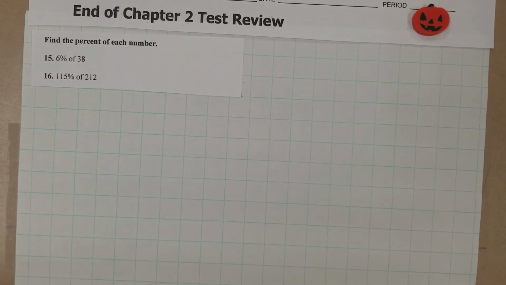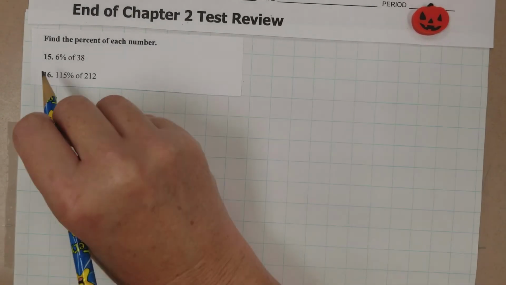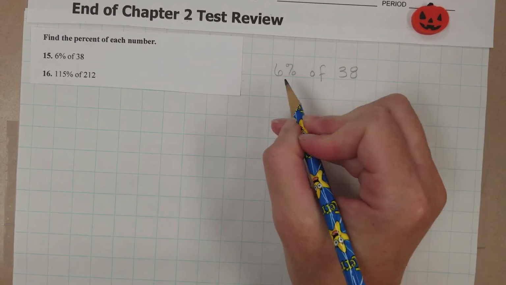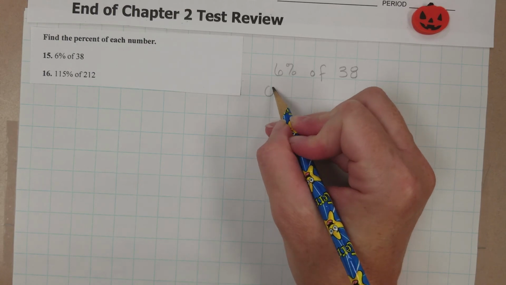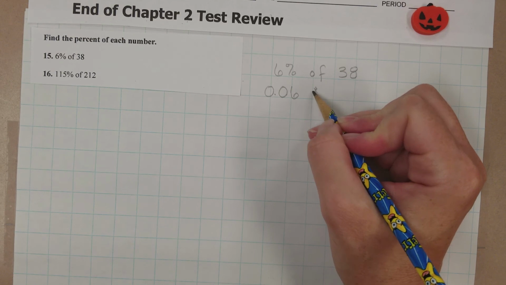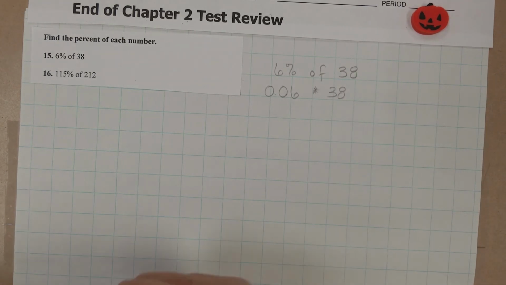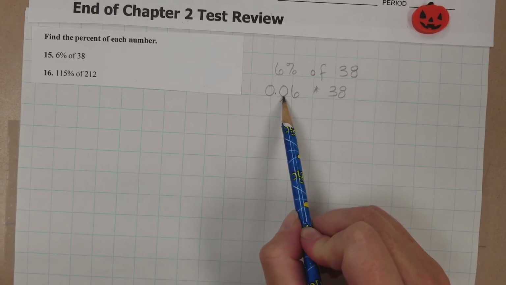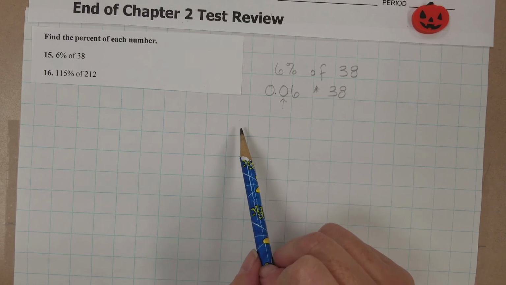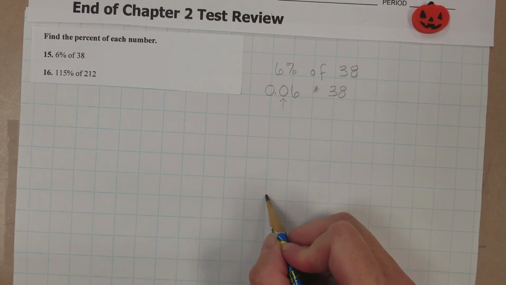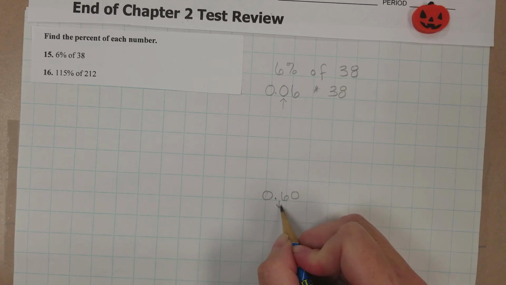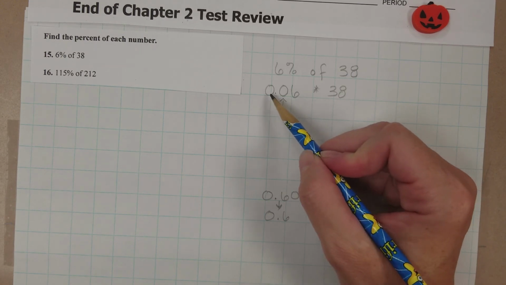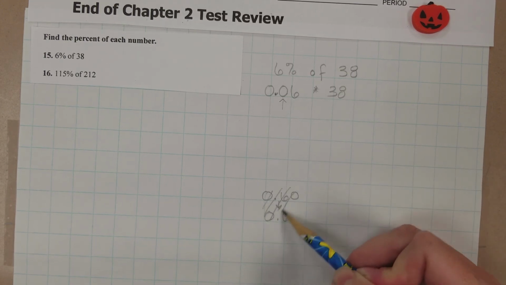Question 15 and 16, find the percent of each number. For 15, we want to find 6% of 38. 6% is 0.06 times 38. Now, in previous questions, we said that you could drop a zero. You cannot drop this zero because it's needed. It's not at the end. If I had 0.60, I could write that as 0.6. But here the zero is locked in, so you can't just eliminate it. You're going to have to keep all of your digits.